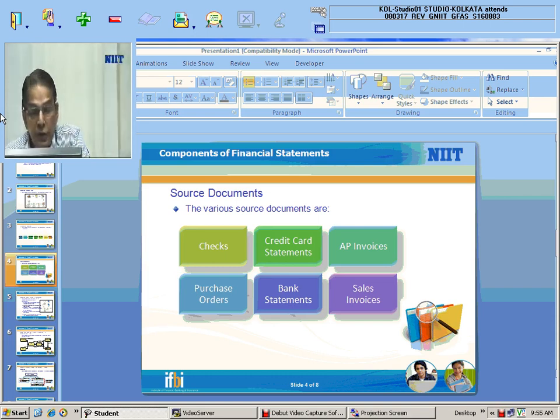Account payable invoices. Purchase orders. Bank statements. Don't bother about the spelling of checks, this is American spelling. You should also sometimes get used to American spelling. Americans don't spell check as C-H-E-Q-U-E. That is the correct spelling, only thing it's the American spelling. Then bank statements, sales invoices, these are various source documents.